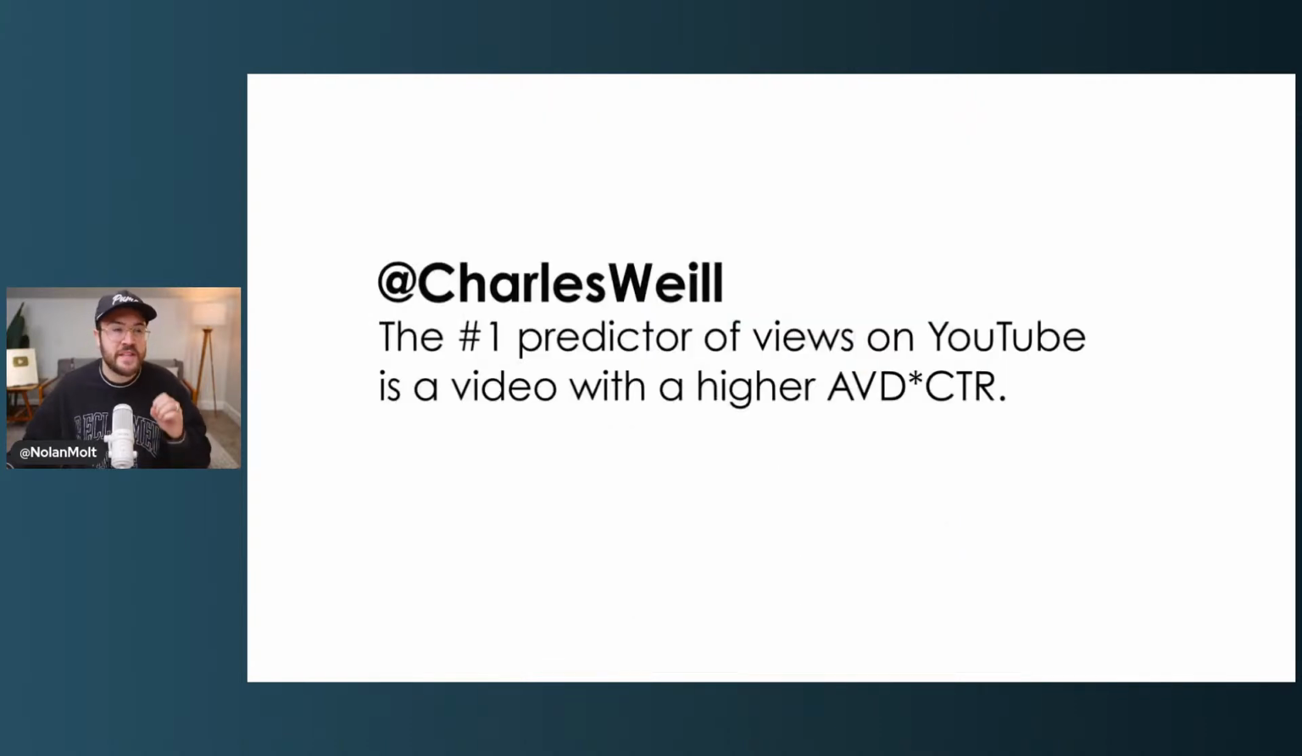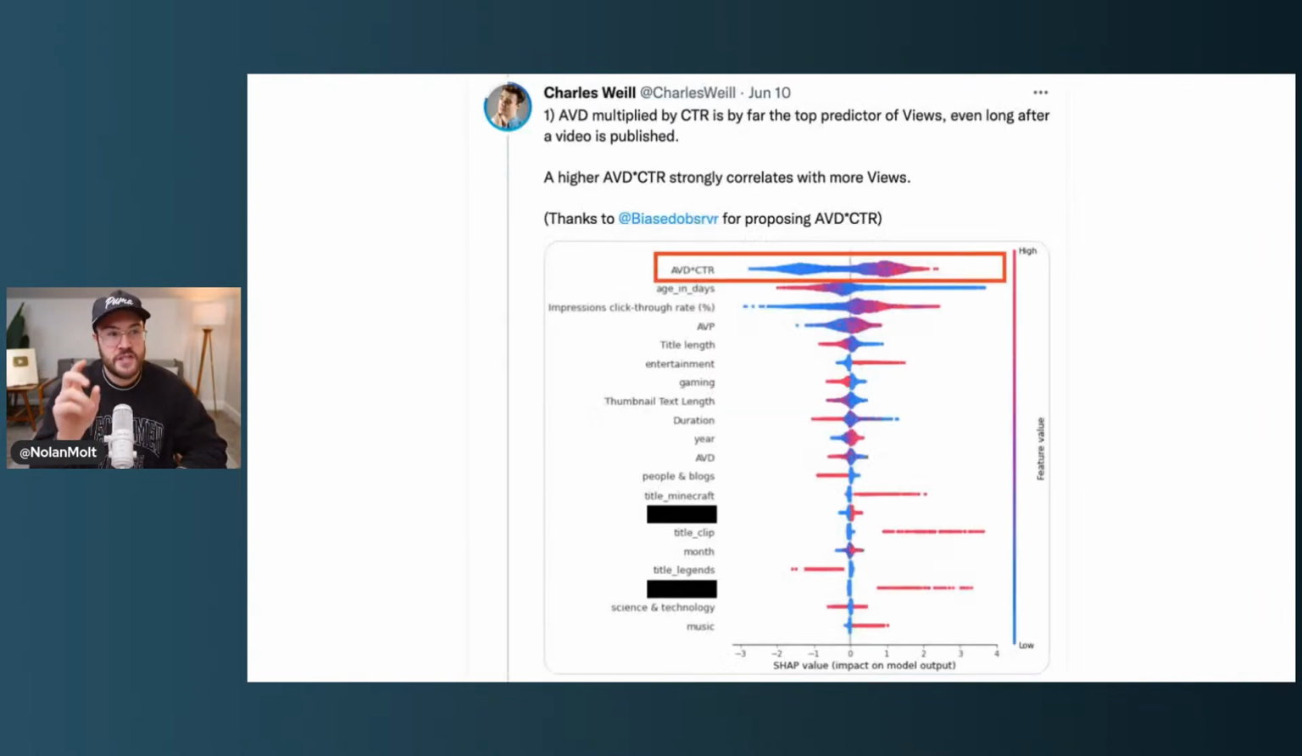And he found that the number one predictor of views on YouTube is a video that has a higher average view duration multiplied by the click-through rate. And we're going to dive into this because this is super interesting. Right here, you can see this graph that he has, and he's saying this is the number one thing that strongly correlates with more views, even long after a video is published.